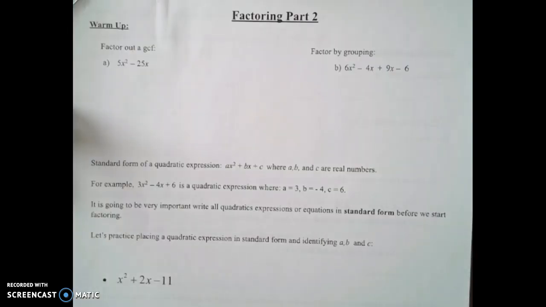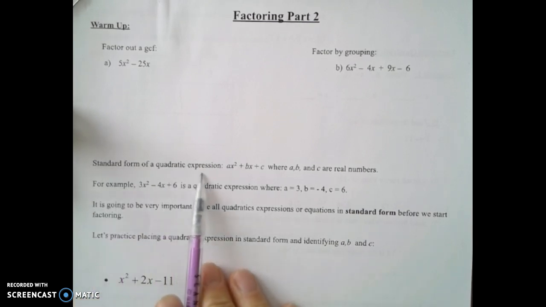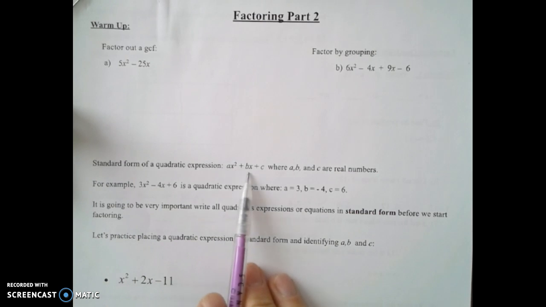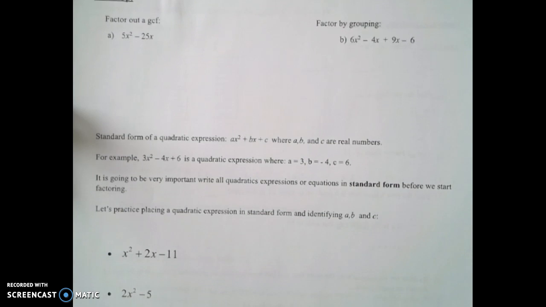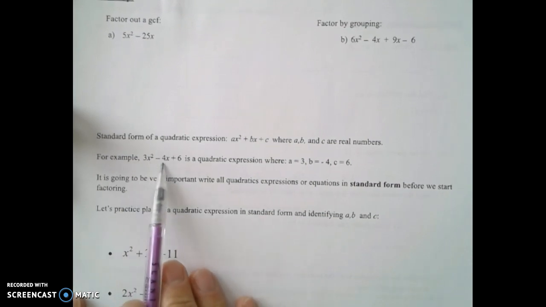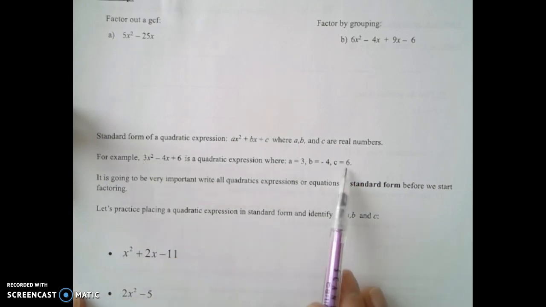In our next set of problems, we're going to practice factoring standard quadratics. We're told down here that the standard form of a quadratic expression is ax squared plus bx plus c, where a, b, and c are real numbers. Looking at this example, 3x squared minus 4x plus 6, a is equal to 3, b is equal to negative 4, and c is equal to 6.